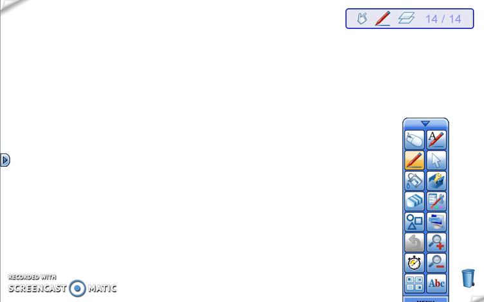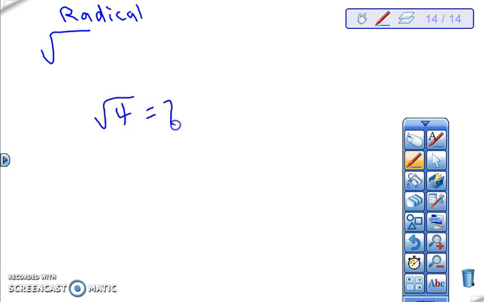So for right now, we already know that when we see this symbol, that means square root. This, if you didn't know, is what we mean by a radical. So whatever number is under the radical, that's the number you're taking the square root of. And we know a lot of numbers have square roots that go to whole numbers. So for example, square root of 4 equals 2, and square root of 9 equals 3, so on and so forth.